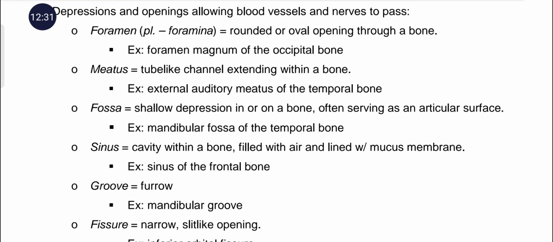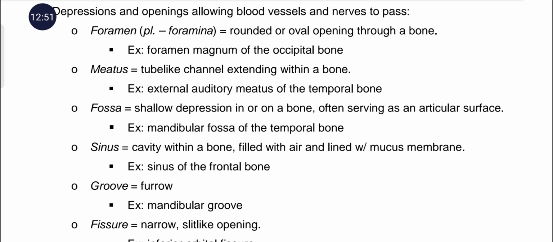Next is the fossa. Fossa is a shallow depression which is present within the bone or on the bone, which often serves as an articular surface. For example, mandibular fossa of the temporal bone, wherein the mandible is articulating. Next is sinus.